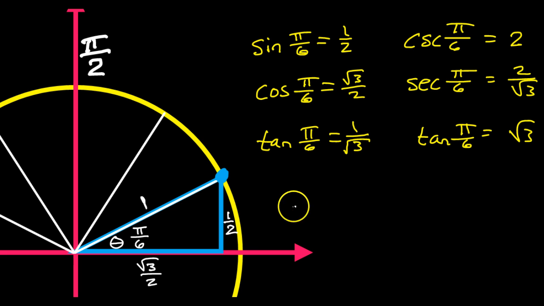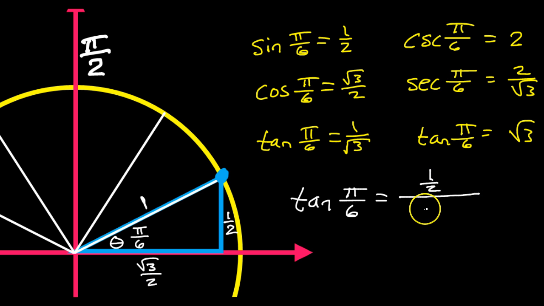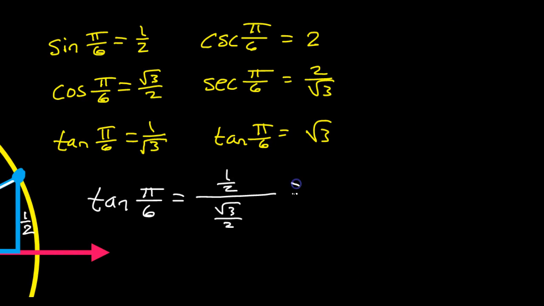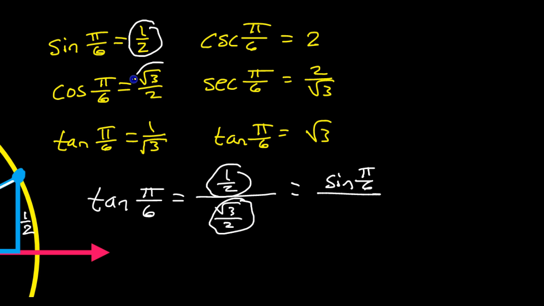All right, another thing to notice is about tangent. Notice that when we did the tangent and we were doing opposite over adjacent, okay, so we were doing 1/2 over radical 3 over 2. Please understand that this 1/2 was the sine function, so that was sine pi over 6. And this radical 3 over 2 was the cosine function.